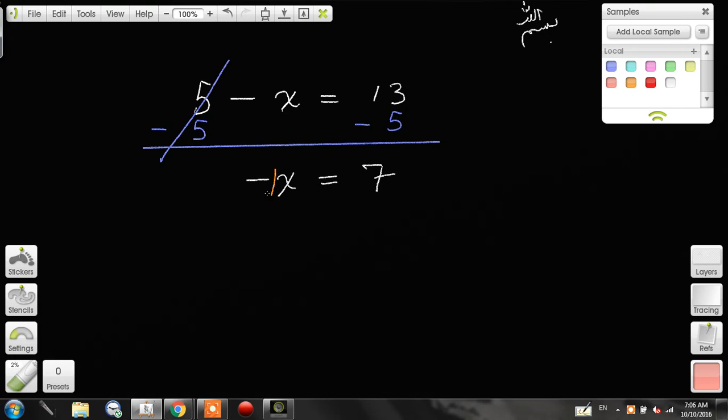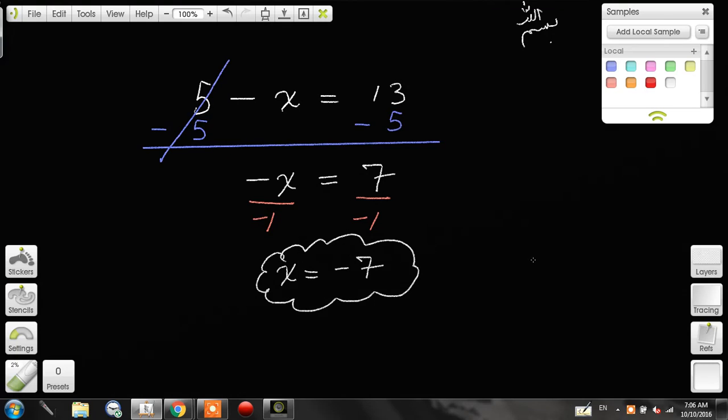So, how do you get rid of this if this was a negative 2x equals 7? Well, you divide both sides by negative 2. Same thing here. You divide both sides by negative 1 because there's a negative 1 there. So negative 1 divided by negative 1 is just 1. x is equal to 7 divided by negative 1, which is negative 7. Got it?